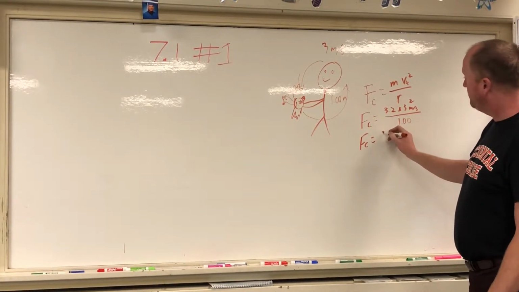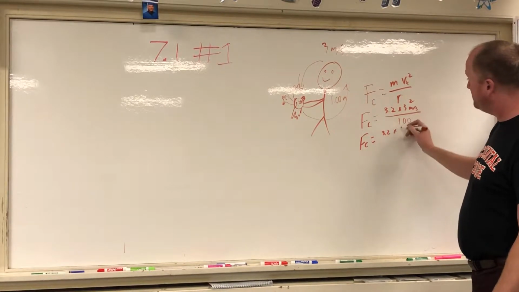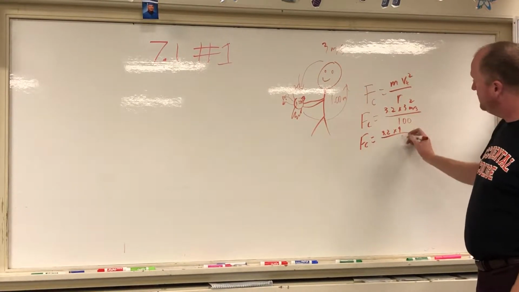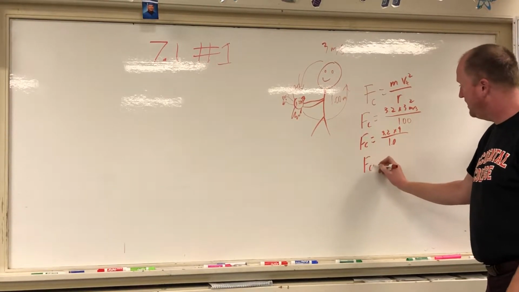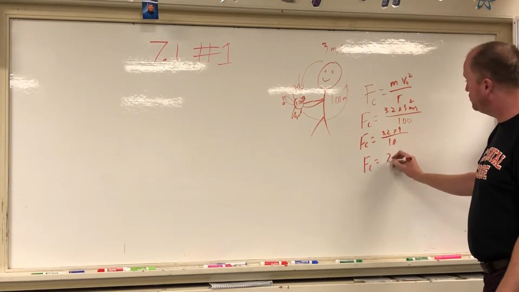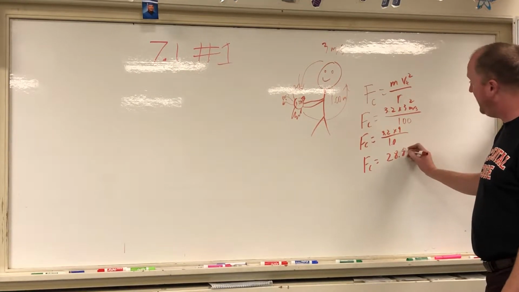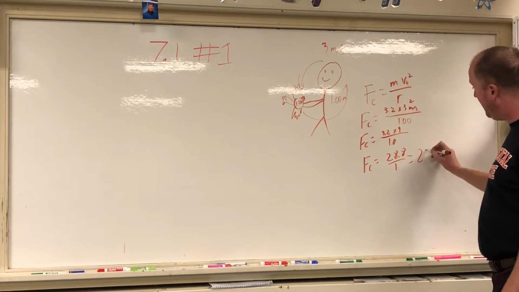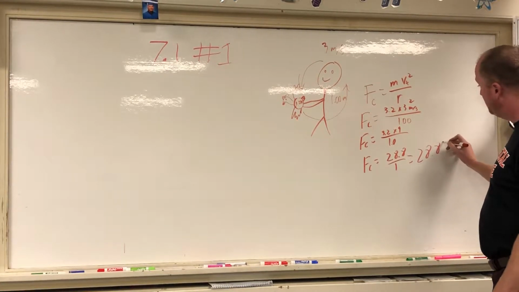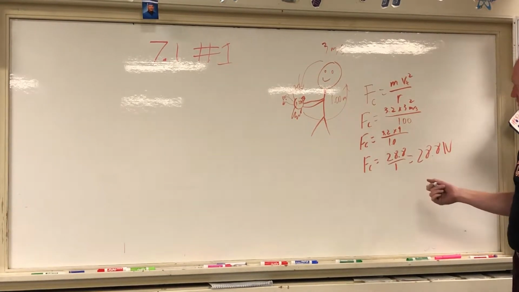So 3.2 times 3 squared is 9, over 1.0. And I end up with 28.8 over 1, which is 28.8 newtons. All forces are newtons.